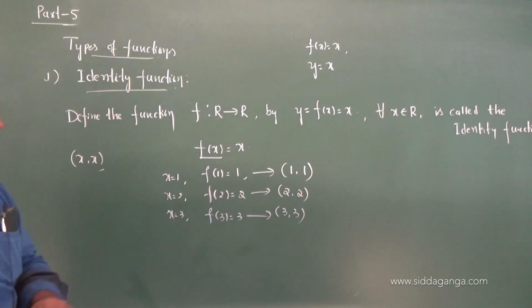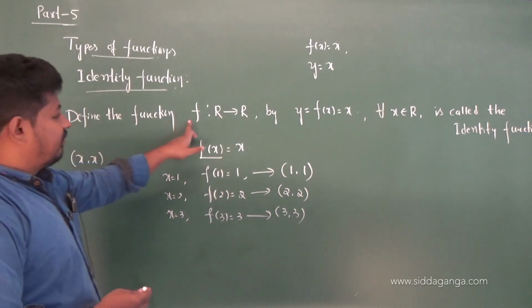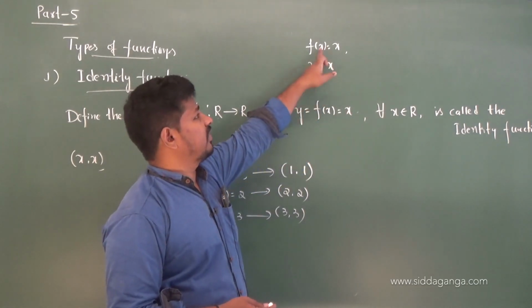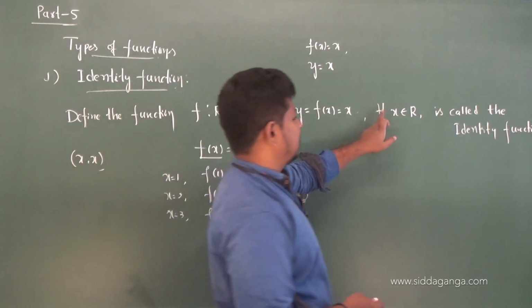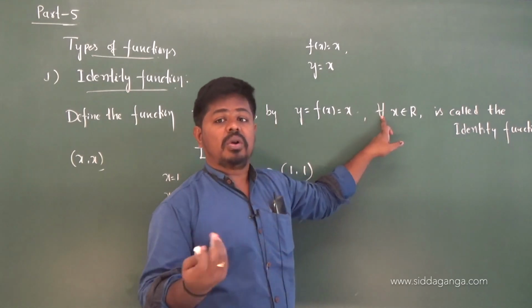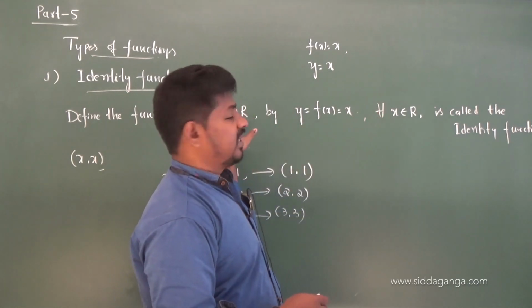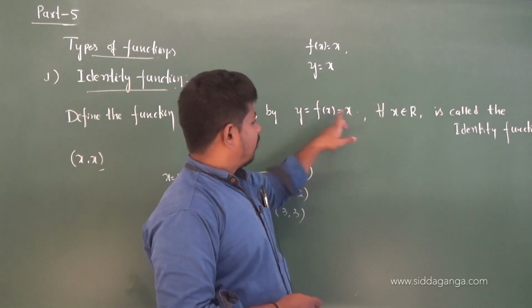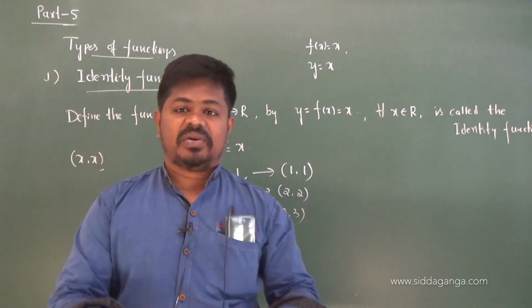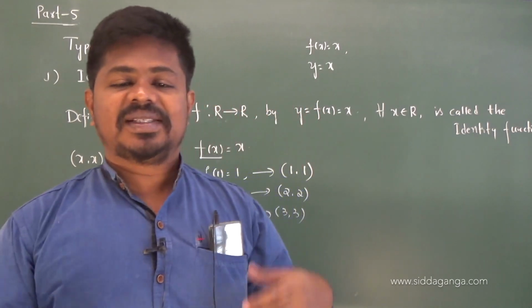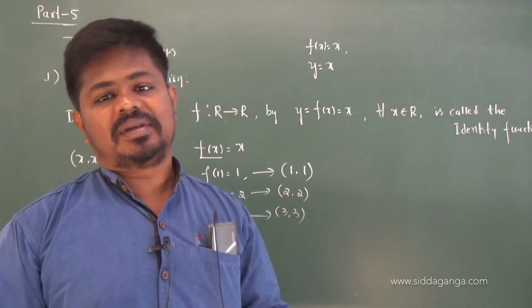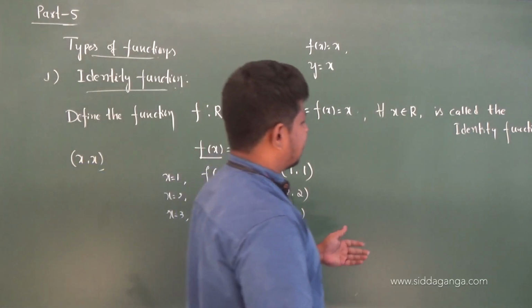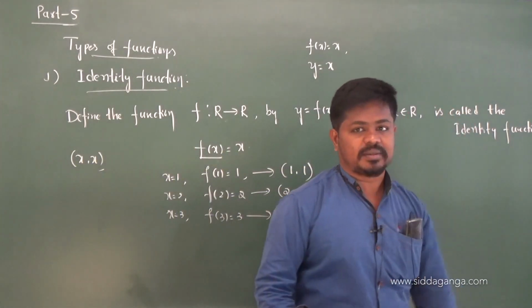So you have to write like this: Define the function f from R to R by y is equal to f of x is equal to x, for all x. This symbol denotes for every or for all. For each x from the first set, you get the same y value. If x is 1, y is 1. If x is 100, y is 100. If x is 1000, y is also 1000. If x is minus 1, y is also minus 1. In this case, this function is called the identity function.